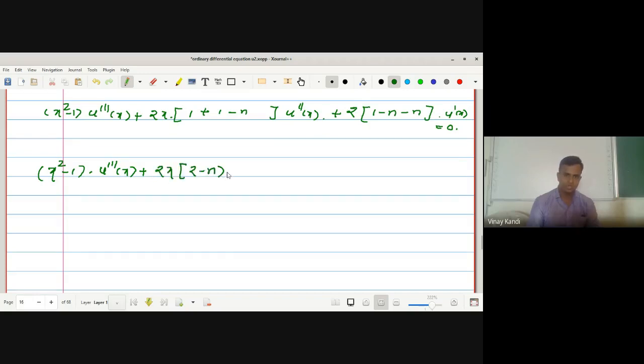2 minus n, okay, into u double dash of x plus, taking minus sign common into 2. Here the minus of this will become plus. This plus 1 becomes minus 1 and minus n becomes plus n. So this term we can write n plus n minus 1, okay, into u dash of x is equal to 0.